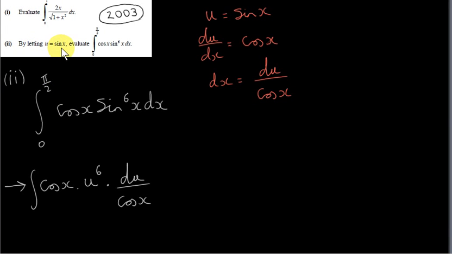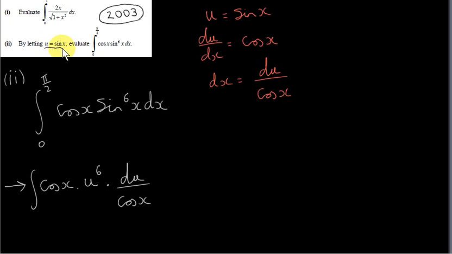By letting u equal sine of x, evaluate the integral of cos x times sine to the power of 6 x with respect to x from x equals 0 to pi over 2. So we're given a hint here for the substitution.